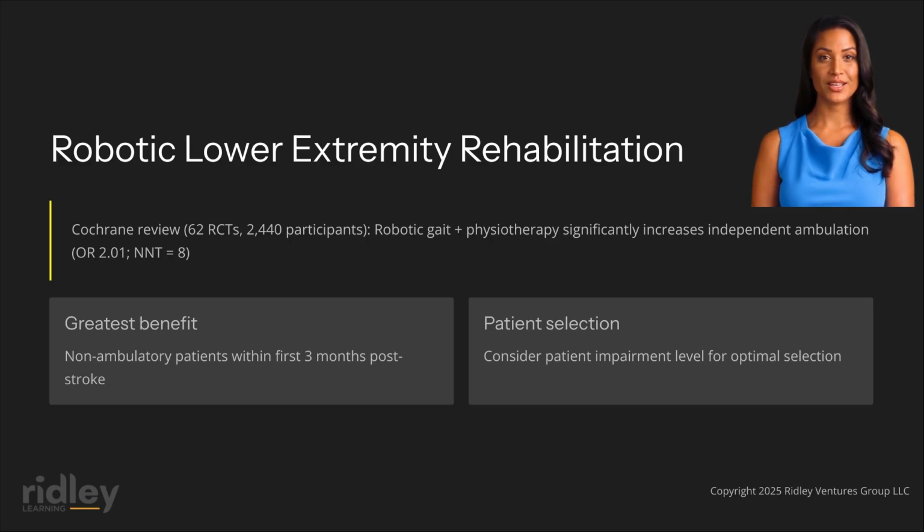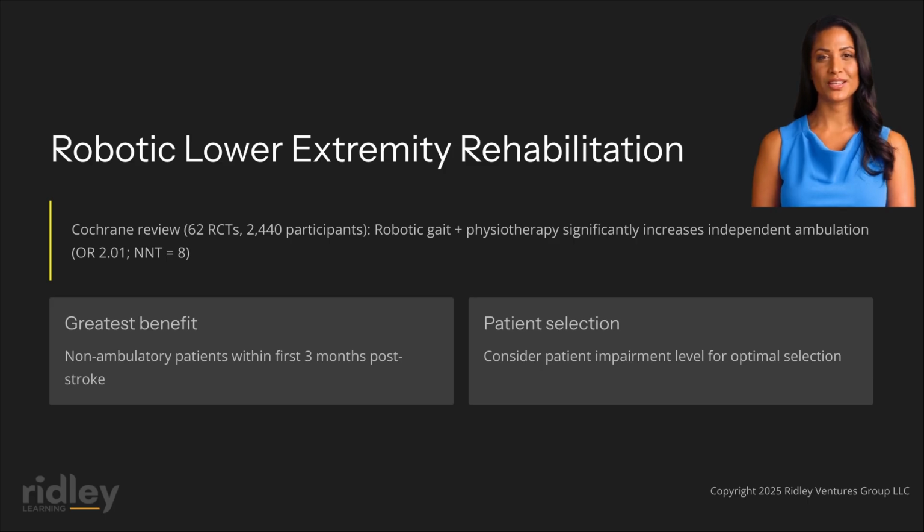Patient selection for robotic gait training should consider the level of motor impairment, with evidence suggesting particular benefit for patients with more severe gait deficits who cannot achieve sufficient practice volume through conventional approaches. For patients with milder impairments who can walk independently or with minimal assistance, intensive conventional gait training may be equally effective and more readily available than robotic approaches.